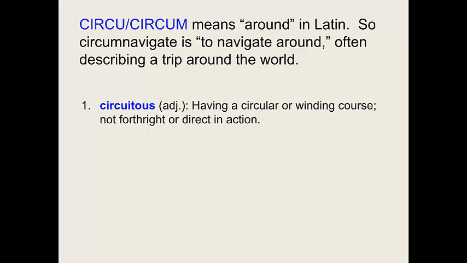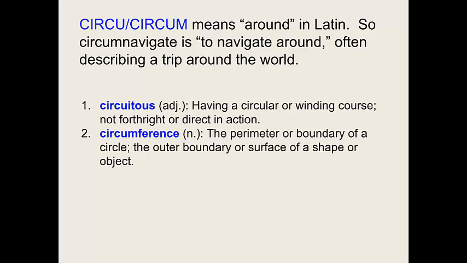Our second vocabulary word for this set is circumference. It's a noun. It's the perimeter or boundary of a circle, or an outer boundary or surface of a shape or object. So circumference does not necessarily apply to only round objects. It can be any shape. A football field has a circumference. A basketball court has a circumference. A tennis court has a circumference.